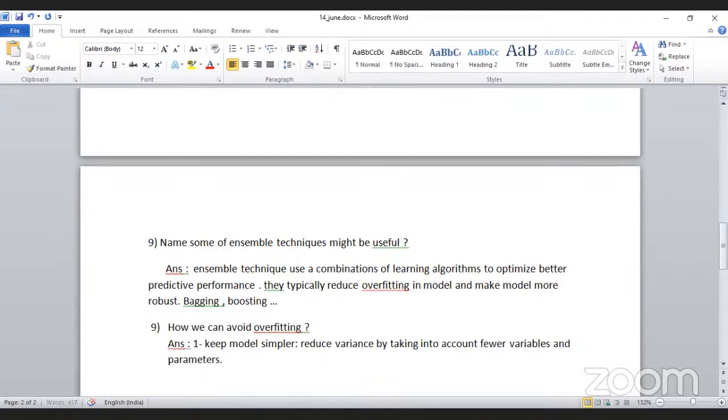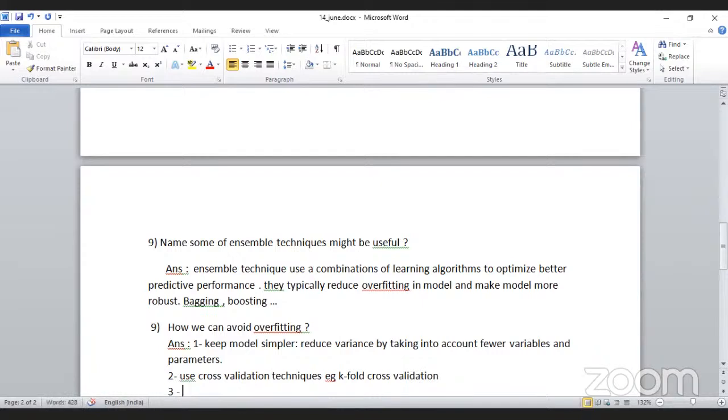And the second technique, we can use cross validation, such as k-fold cross validation.